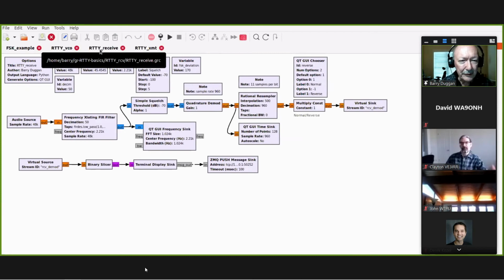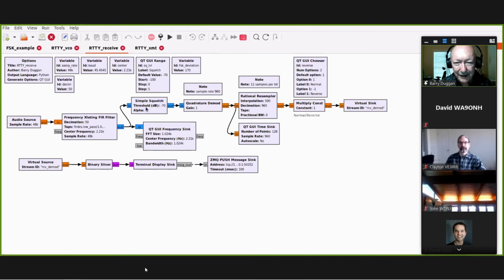And then on the receive side, same thing for filter, squelch. Still don't need it yet. Dmod. Now let's look at some sample rates here. Sample rate was 48K because of the audio source, but I want to step that down. So this FIR filter has a decimation of 50. That means divide the sample rate by 50. So now we're down to 960 samples per second.